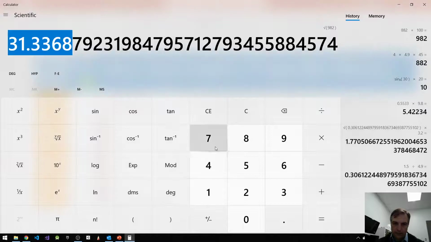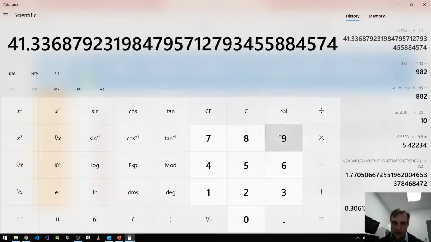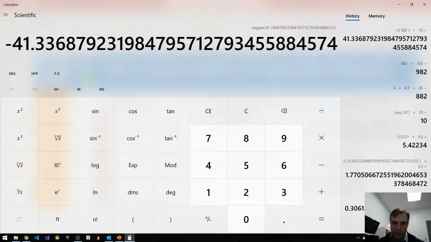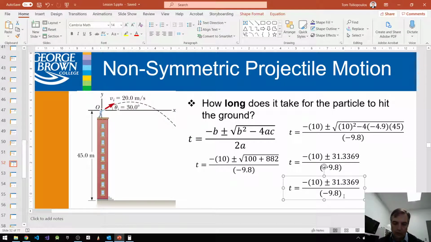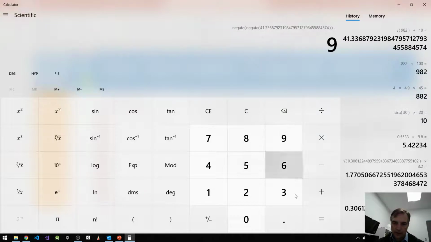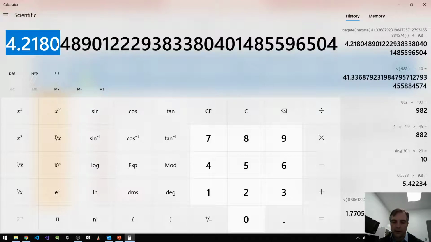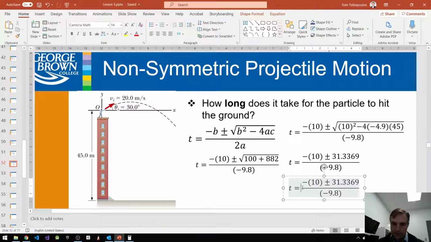So this is this plus 10, right? Plus or minus, so negative 41.3369, right? Over negative 9.8. I'll do it in one step, right? So divided by 9.8, negative over a negative is a positive, 4.2180. And if we round this up, we can say that this is 4.2181 seconds.